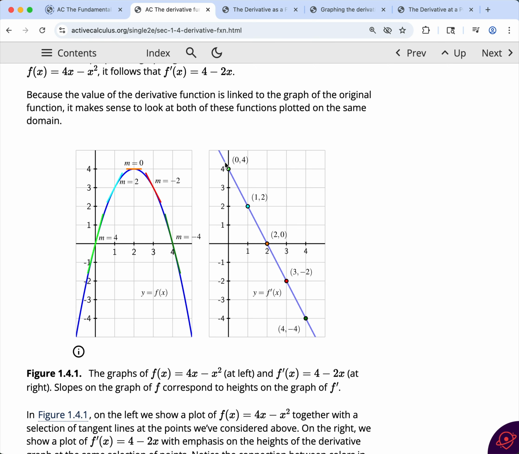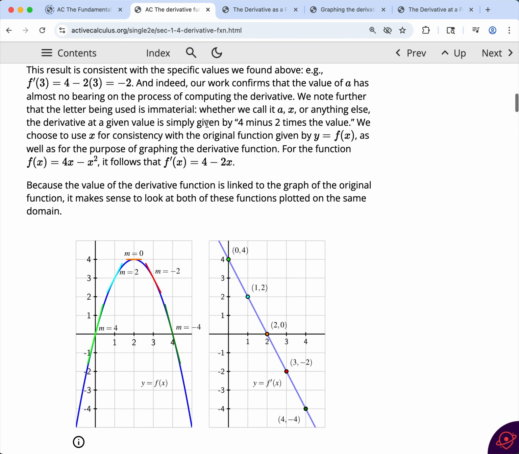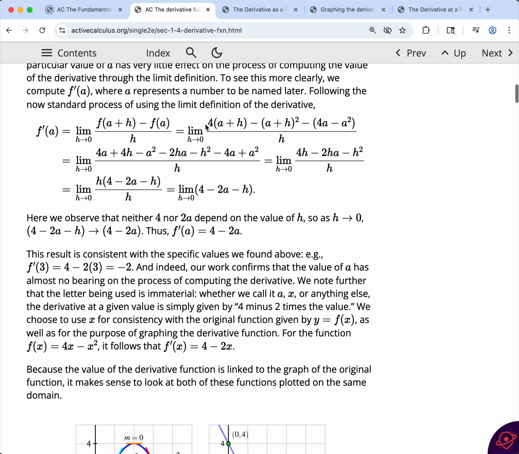A line is degree 1. This parabola was degree 2. So the slope function is degree 1 when the function itself was degree 2. So they went up here and decided, well, let's just do this without deciding what point we're going to find it at. So they just used a in the formula.